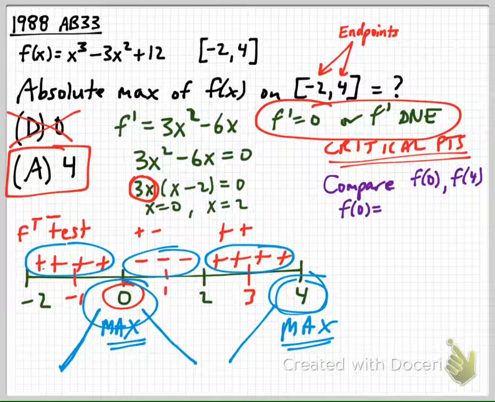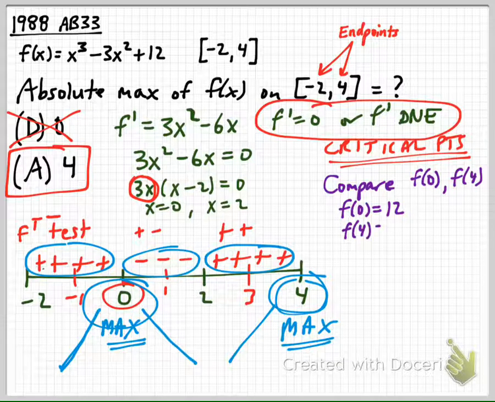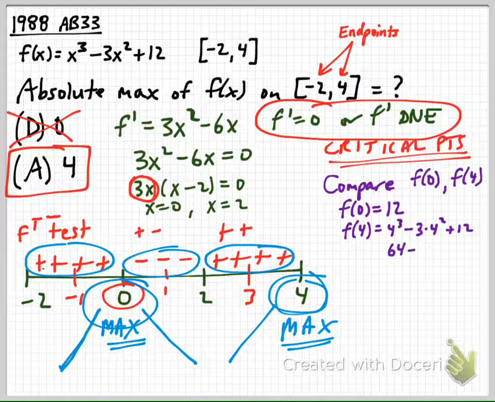F of 0 is, we look back at f of x. F of 0 is 12. Okay, f of 4 is 64 minus, oh my gosh, so we've got 4 cubed, 64 minus 3 times 4 squared. Let's just make sure we understand how we're getting there. And then we have that plus 12. Okay, so 4 cubed is 64. 3 times 16 is 48.